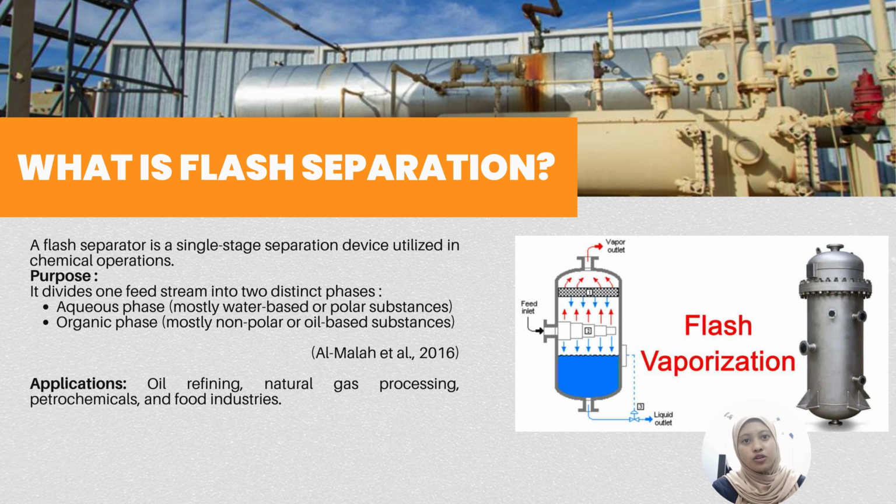As shown in the diagram, the fluids enter the flash vessel, and due to a change in temperature or pressure, part of it is vaporized while the rest remains as a liquid. The vapor exits at the top and the liquid at the bottom.